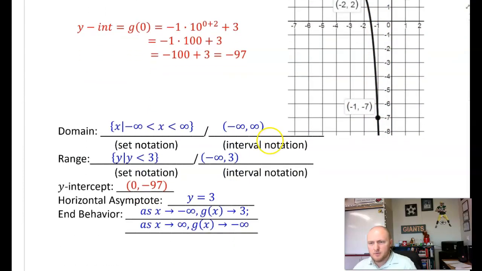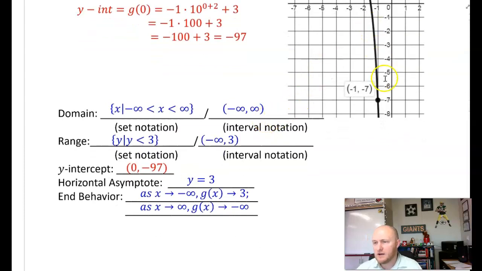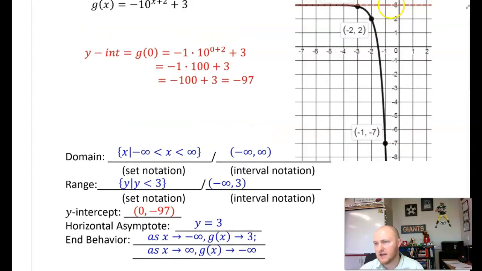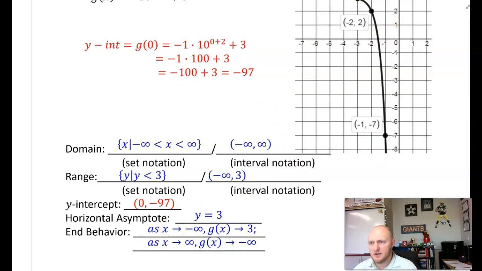Now, here's the domain and range. You can check those. Our y-intercept is not one of our key points. So you can go ahead and compute it this way, or think about what your next point on your graph would be. If I went one more right, I would be going down 100. So that would take you to -97, (0, -97). Here's our end behavior. As x values increase in the negative direction unbounded, our function approaches 3. And as x goes to +infinity, our function decreases unbounded towards -infinity.